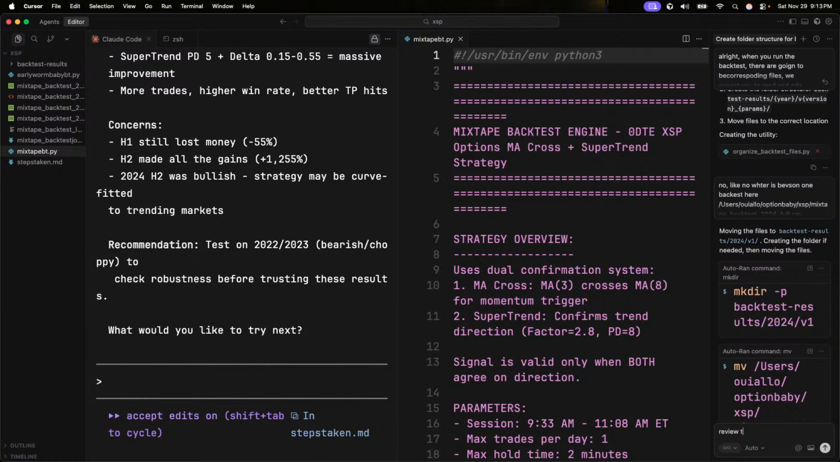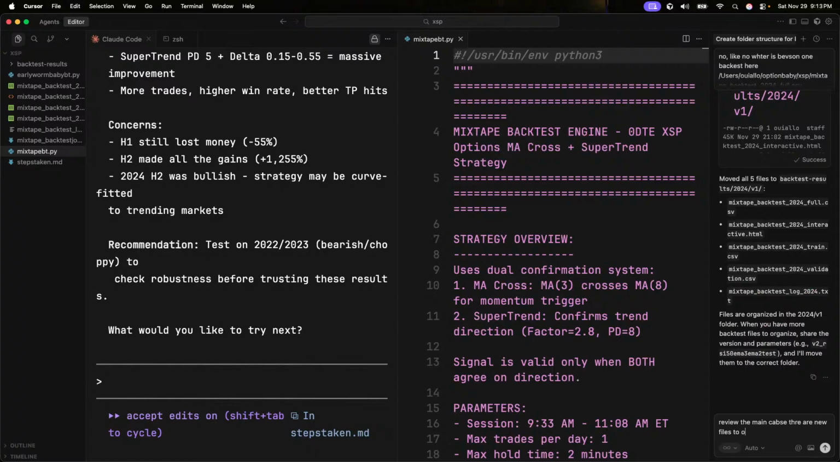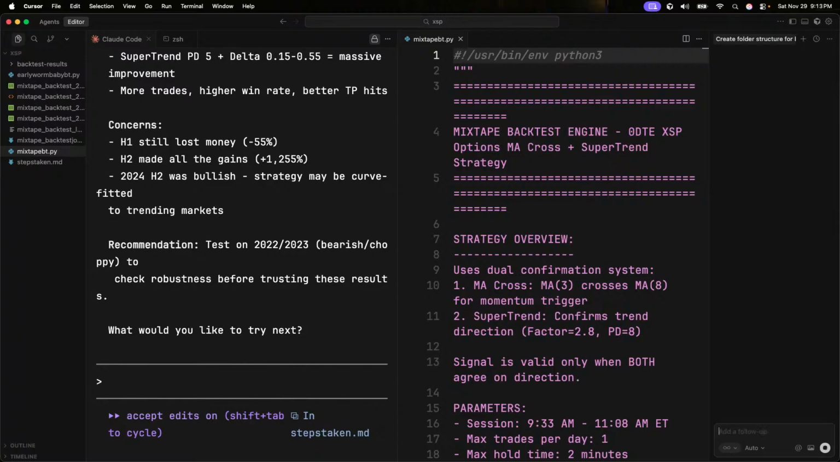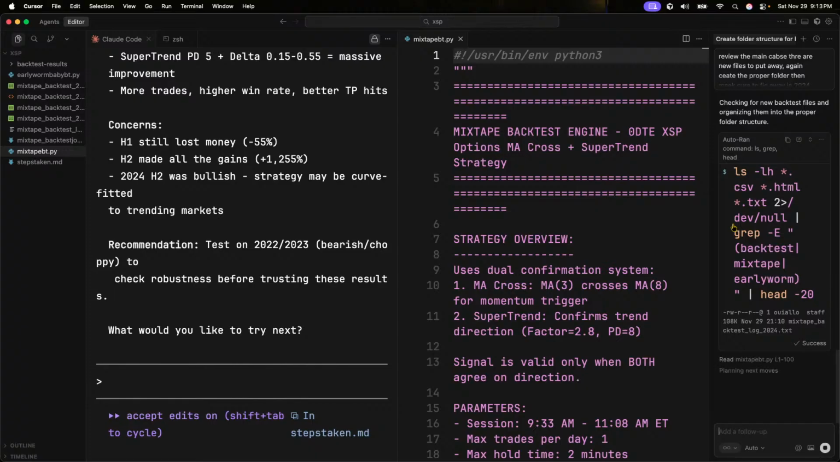Review the main, review the code base. There are new files to put away again. Create the proper folder, then make sure to file away in 2024. So let's see to make sure that it does it correctly, because bruh.